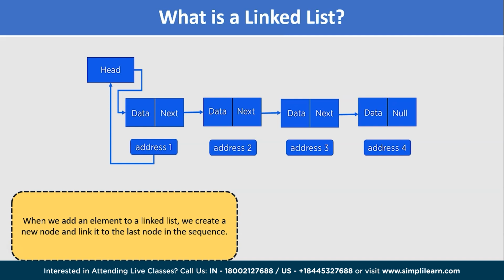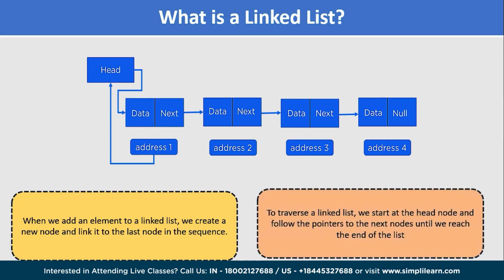Whenever we add an element to a linked list, we create a new node and link it to the last node in the sequence. Each node connects through a pointer that points to the address of the next node, and the arrows in the diagram represent the same. In order to traverse a linked list, we start at the head node and follow the pointers to the next node until we reach the end of the list. So this is how the linked list works in a nutshell.